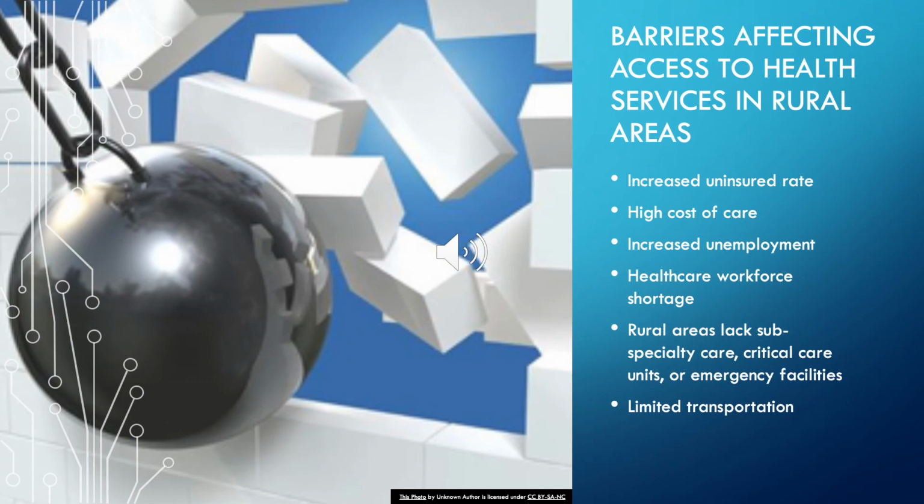It is also important to be able to identify barriers affecting access to health services in rural areas. Just as it is a sign of a vulnerable community, the increased uninsured rate is also a barrier to accessing health care. Lack of insurance and the next barrier, high cost of care, deter many individuals from seeking preventative care, and typically they stick with seeking services only in emergencies. The previous barriers are characteristically accredited to the increased unemployment rates.